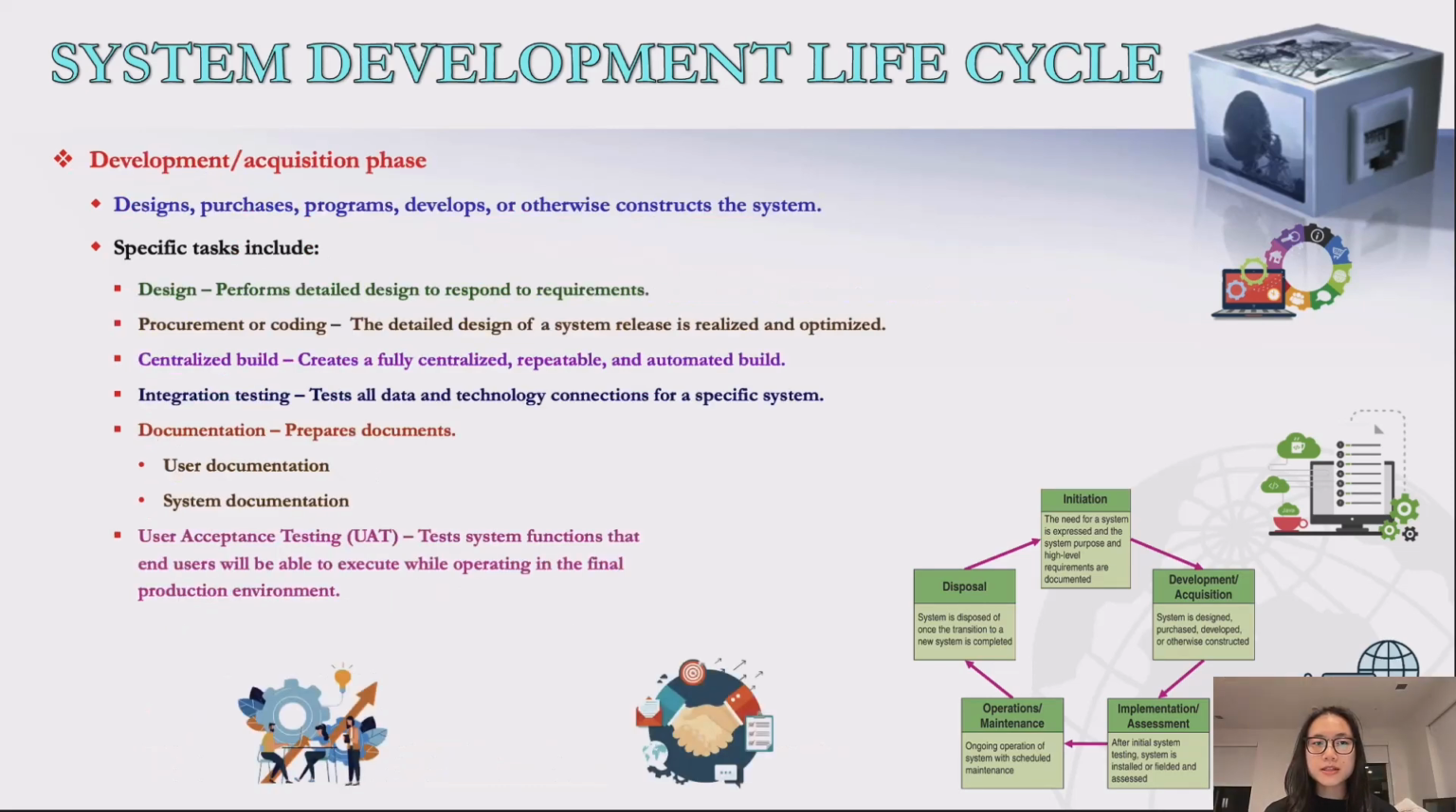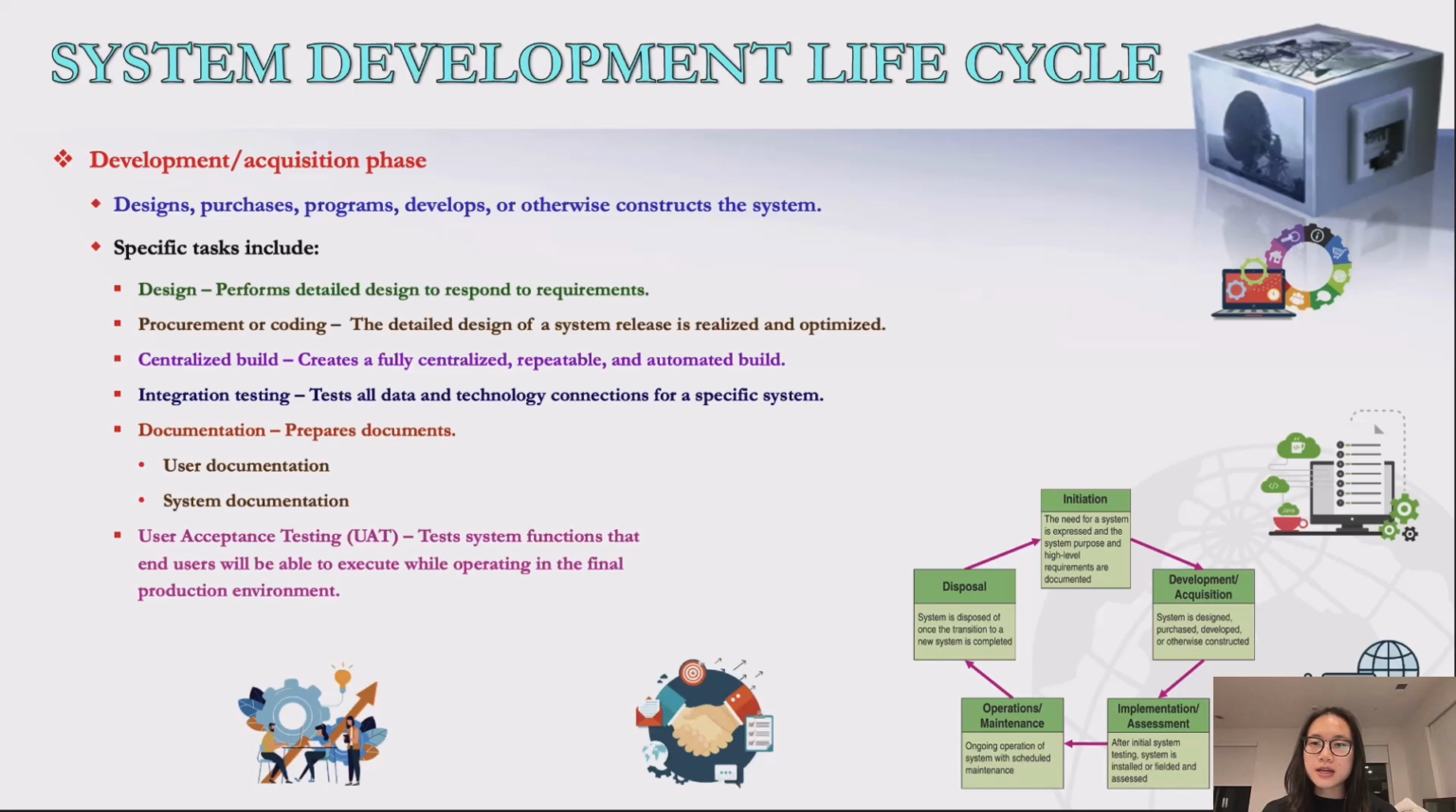The next phase in the system development lifecycle is the development and acquisition phase. In this phase, the system is designed, purchased, programmed, developed, or otherwise constructed. There are several tasks that need to be performed by the organization. First is design. So the detailed design is performed to respond to requirements.